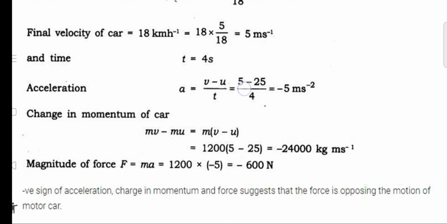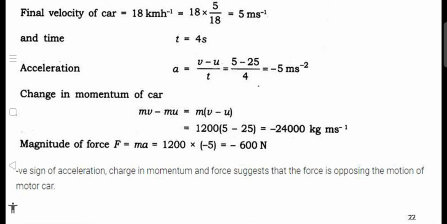Change in momentum of car is mv minus mu, which is equal to m into v minus u, or 1200 into 5 minus 25, which is equal to minus 24,000 kilogram meter per second. And magnitude of force F equal to m into a, that is 1200 into minus 5, that is minus 600 Newton. The negative sign of acceleration, change in momentum, and force suggests that the force is opposing the motion of the motor car.